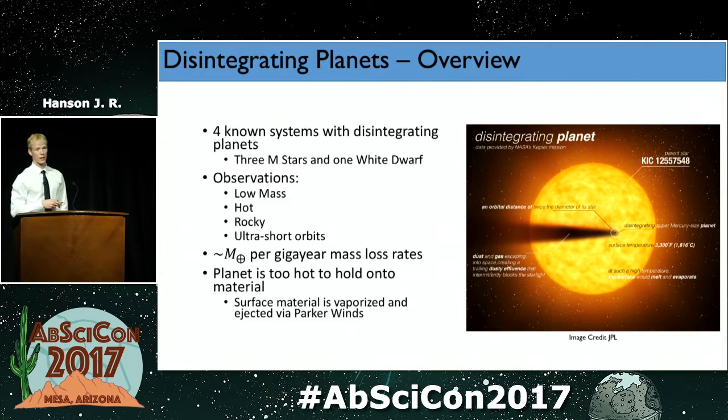They're hot, rocky, and on ultra-short orbits, with periods of order 1 day. You can back out the mass loss rates from the transit depths, and people have calculated that it's about 1 Earth mass per gigayear. So for a low-mass, Mercury-mass planet, the mass loss rates are quite substantial. The general thinking is that these planets are too hot to hold onto the material, so surface material is being vaporized. This is different than losing an atmosphere. That vaporized material then forms an atmosphere, which is kicked off.